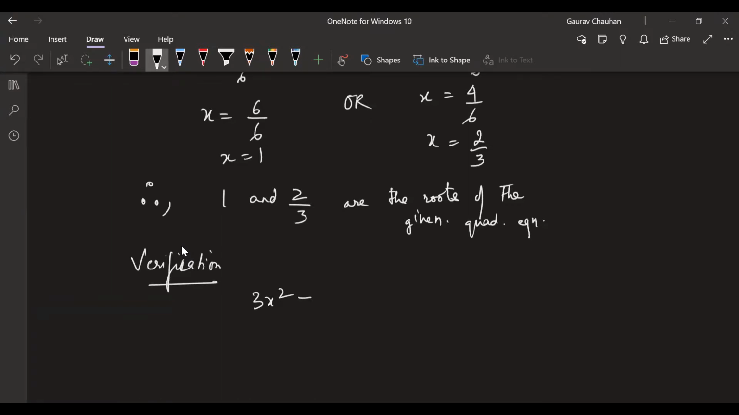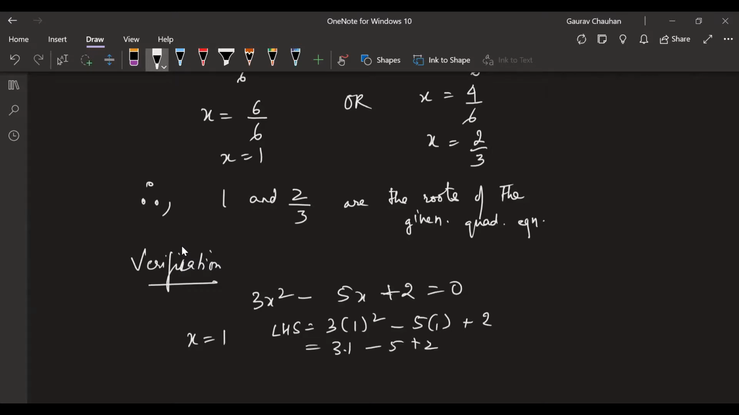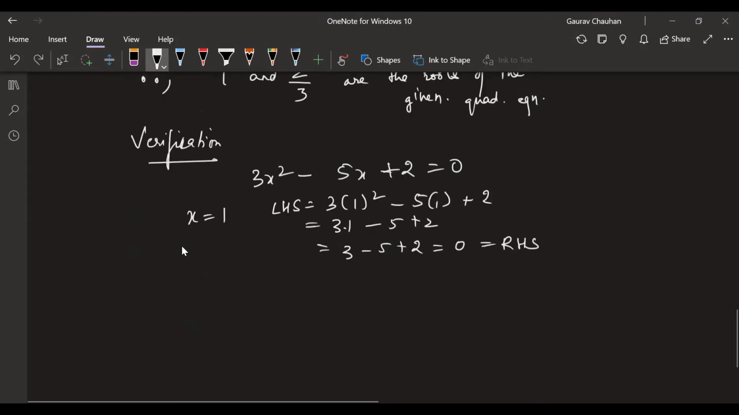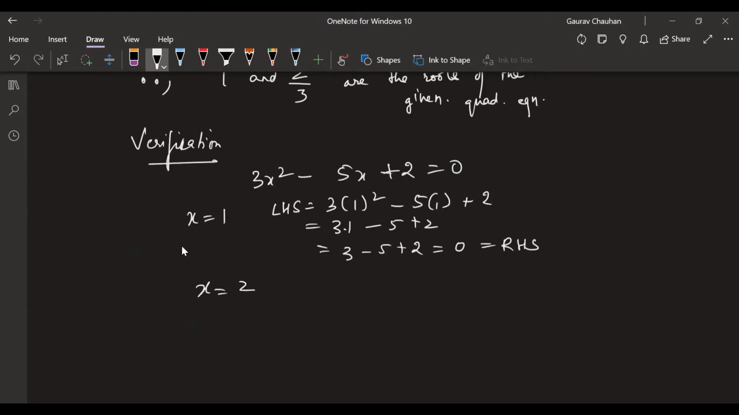Our quadratic equation was what? 3x square minus 5x plus 2 is equal to 0. I'm going to put x equal to 1. So what do I get? LHS is equal to 3 into 1 square minus 5 into 1 plus 2. That's equal to 3 into 1 minus 5 plus 2, that's 3 minus 5 plus 2, that's equal to 0. That's equal to RHS. So yes, this is the root. This is the solution.